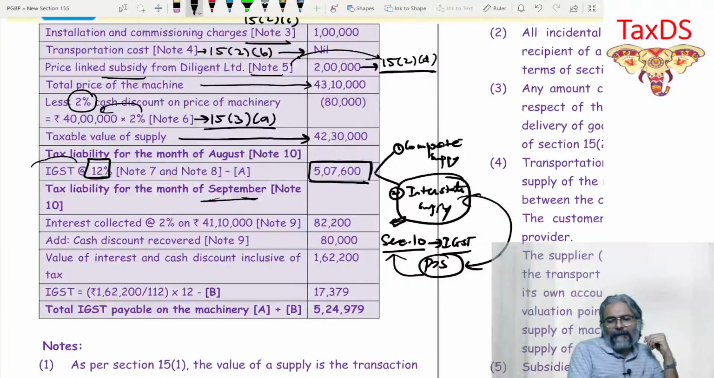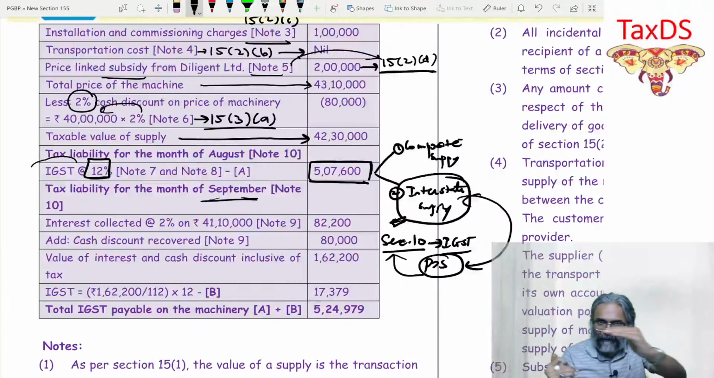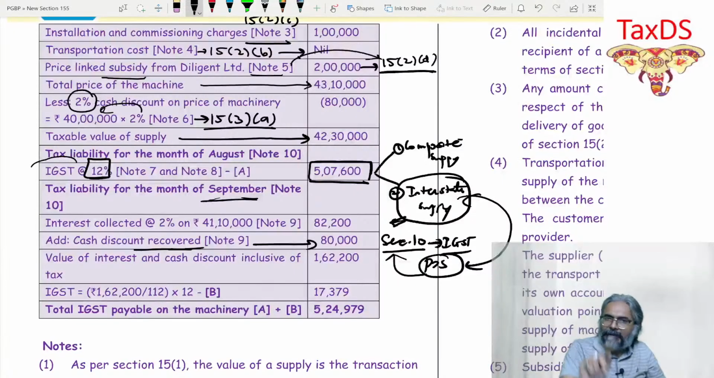Now come to September month, students. September month, students, as you can see, that is a separate statement. Although in this question they have given one statement, but you have to make a separate statement. For the cash discount, students, 80,000, that is the reversal that you will do.